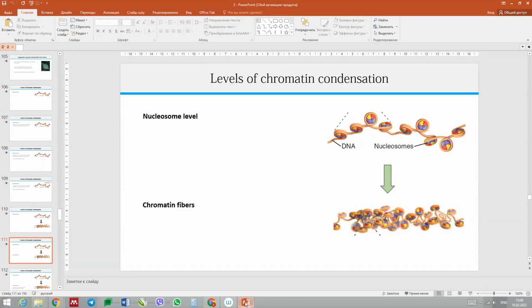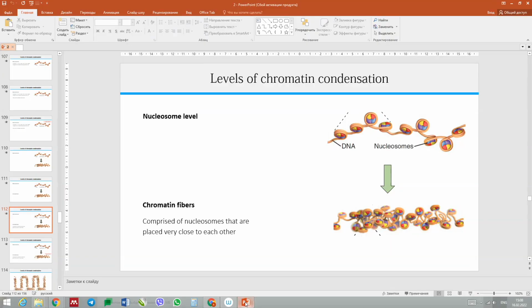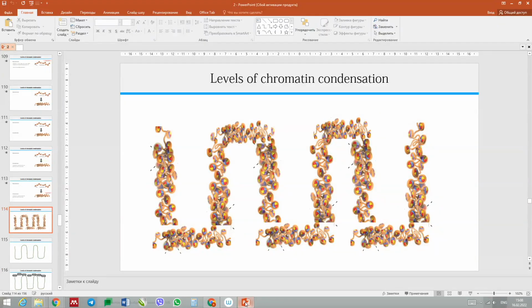Another level of condensation is chromatin fibers. It is comprised of nucleosomes that are placed very close to each other. And now let's imagine that these chromatin fibers will make such loops. This provides a dramatic increase in the level of condensation. So the level of condensation will be increased further with the help of these loops.